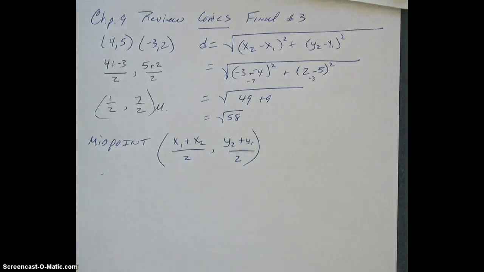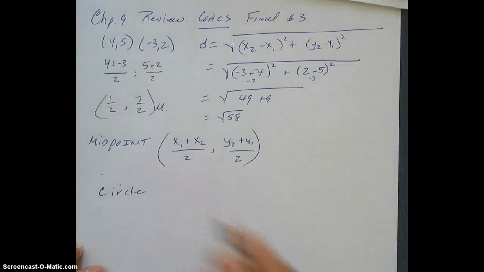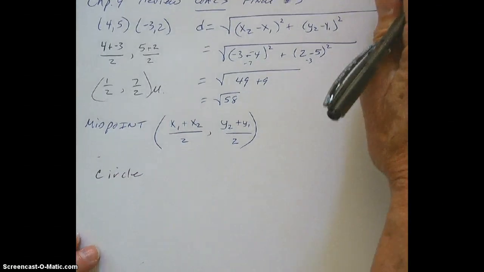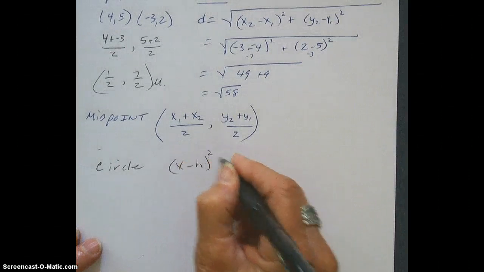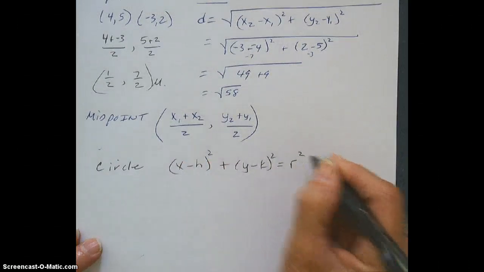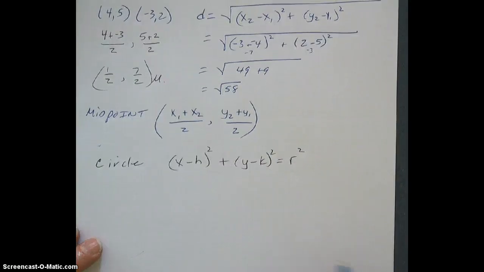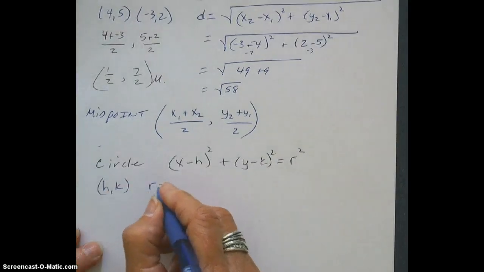Then we got into looking at equations. The easiest equation that we looked at was a circle. The standard form of a circle is x minus h quantity squared plus y minus k quantity squared equal to r squared, where if we have a circle, the center is (h, k), the radius is equal to r.